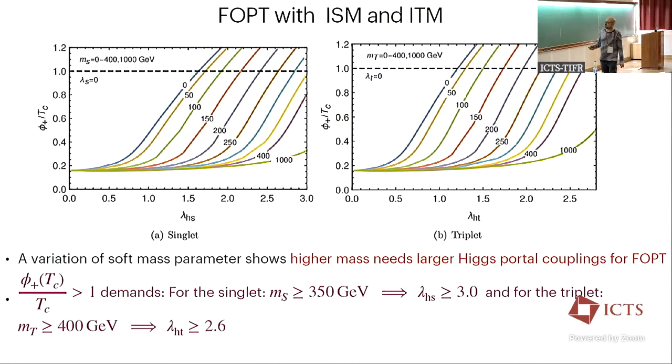So what we actually saw is that typically, if you look for a singlet mass greater than 350 GeV, the portal coupling is greater than 3, and for the triplet, if you are looking around 400 GeV, it is around 2.6. So you need large Higgs portal couplings.